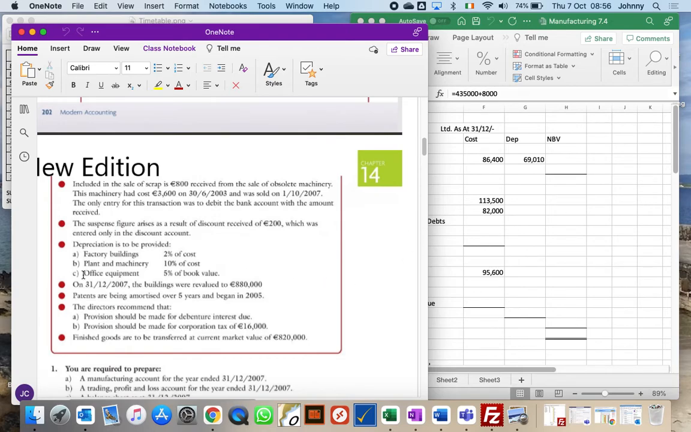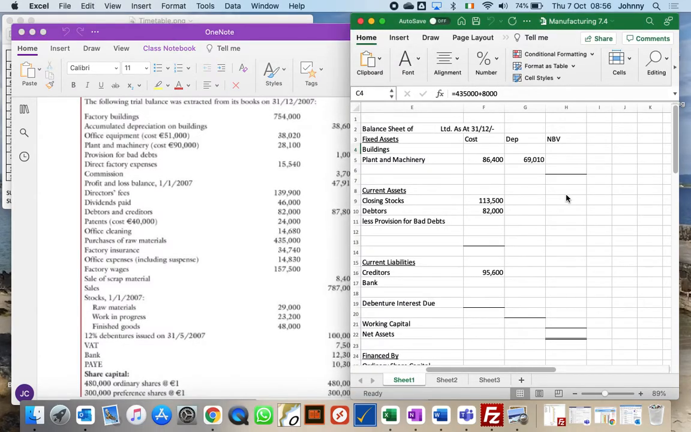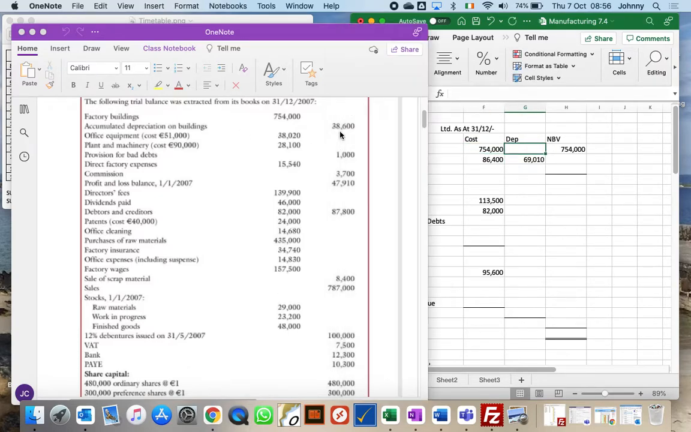The last thing we looked at the last day was our depreciations. Now we need to look at revaluing the buildings. When we did this before, with revaluation, we cancel all the depreciation up to the date of revaluation, and then we increase the fixed assets. Our factory buildings is 754, and our accumulated depreciation in buildings is 38,600.